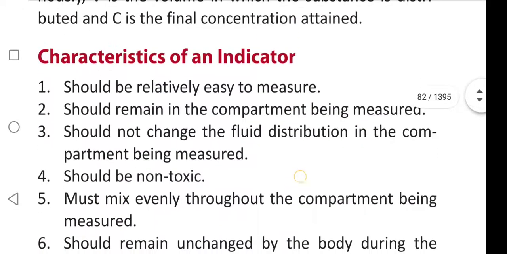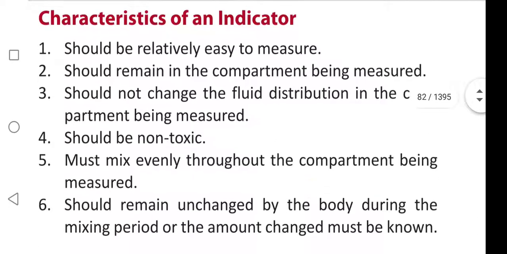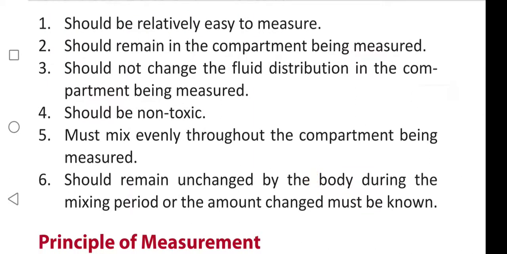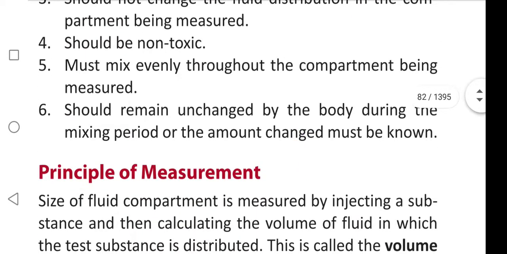Coming to characteristics of an indicator. Should be relatively easy to measure, should remain in the compartment being measured, should not change the fluid distribution in the compartment being measured, should be non-toxic, must mix evenly throughout the compartment being measured, should remain unchanged by the body during the mixing period or the amount changed must be known.